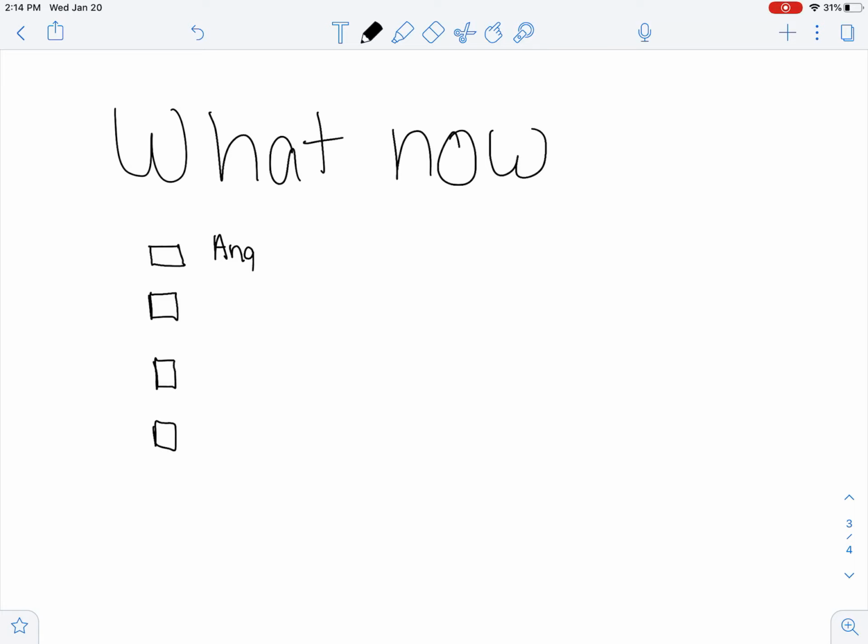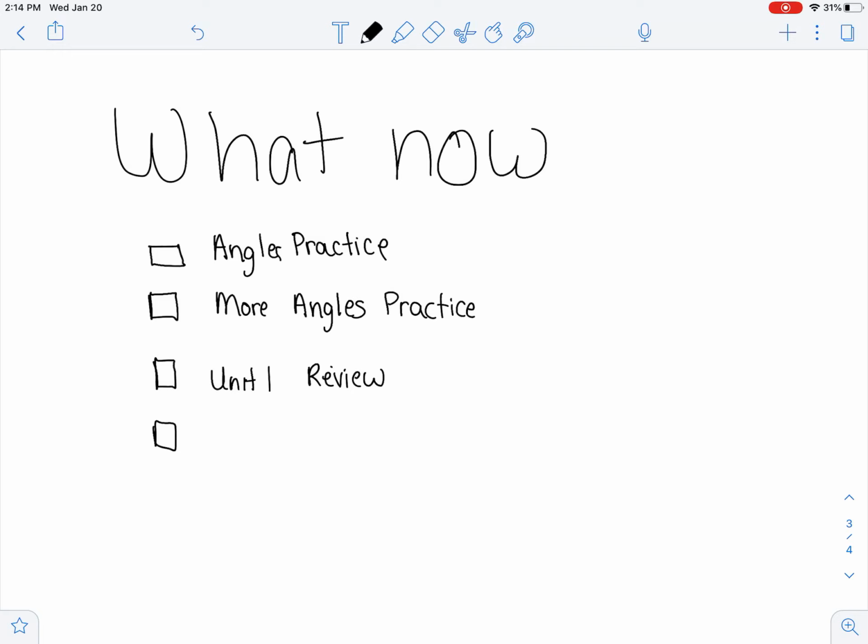So, angles practice, that's due at midnight. Is that done? More angles practice. Is that done? Did you get up to a 100? The Unit 1 review. You should be nearly complete with that. We'll be working on it in class tomorrow. And if you are done with all of these things, flashcards, making them, studying them, and reviewing your notes.